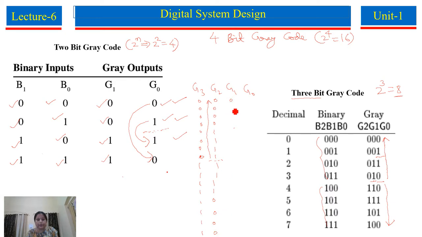Then 4 divided by 2, 2 0 2 1. Then make a mirror image. So 1 1 0 1 0 0. I already told, write oppositely like this. Then again you make a mirror image.